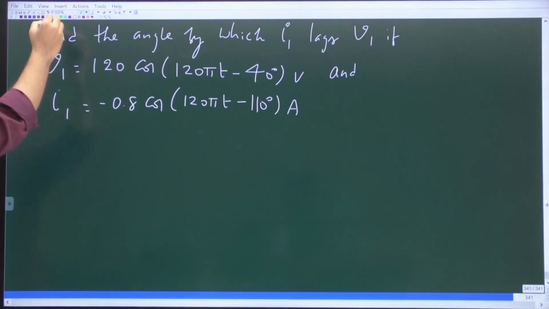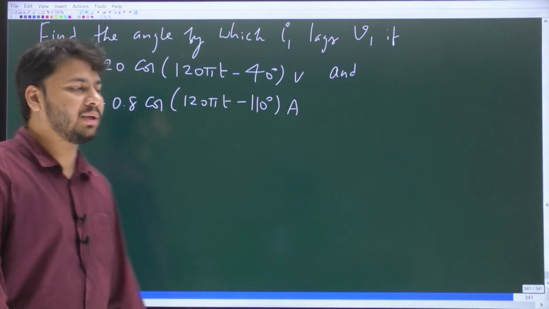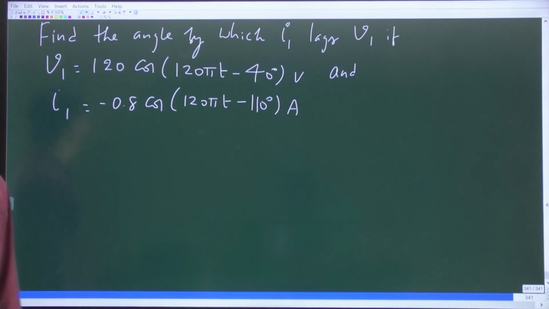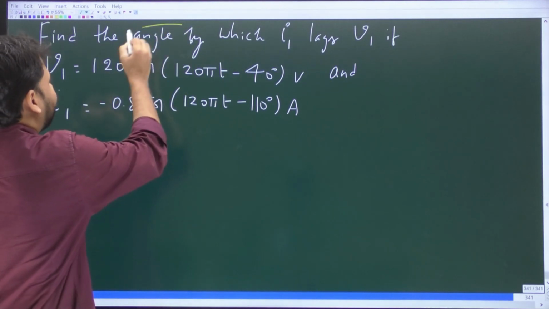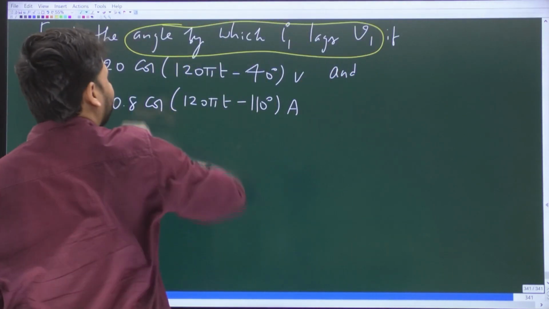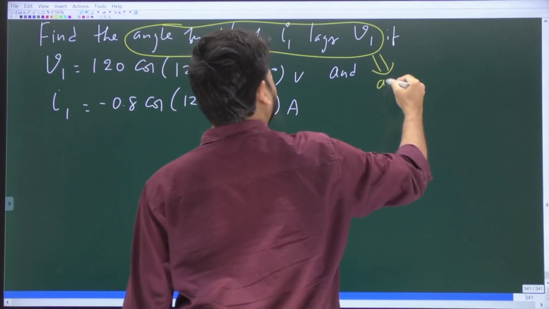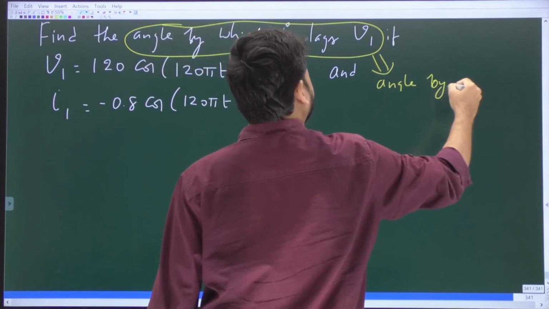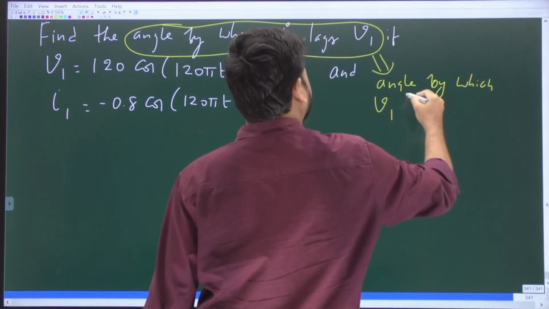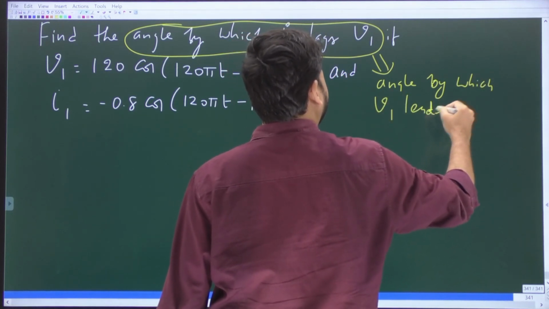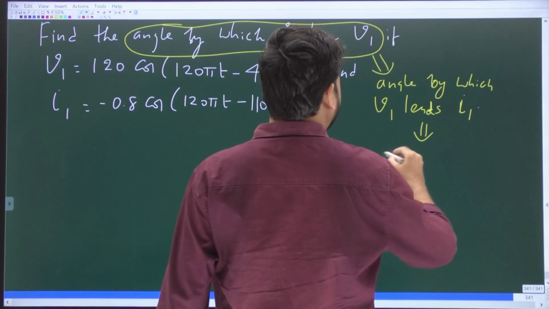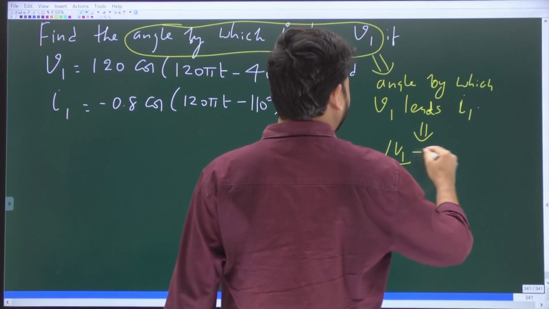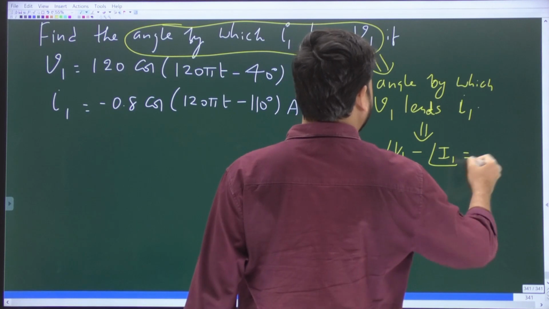Once again, same thing. V1 is the same as before, 120 cos(120 pi t minus 40 degrees). And this time I1 is minus 0.8 cos(120 pi t minus 110 degrees). Again you should find the angle by which I1 lags V1. The angle by which I1 lags V1 is the same as the angle by which V1 leads I1, which is the phase difference between V1 and I1, the angle of V1 minus the angle of I1.